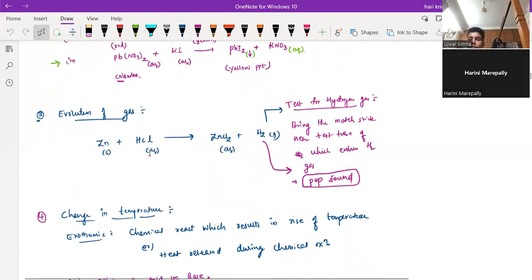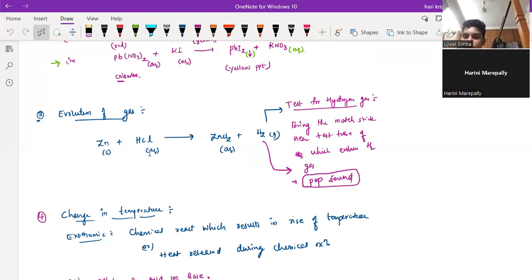The next one is the evolution of the gas. Whenever some chemical reaction has taken place, some gas will be evolved. Suppose you see this equation: zinc plus HCl will form zinc chloride plus H2 gas. Here H2 gas will escape into the atmosphere, but how to test for the H2 gas? The test for hydrogen gas is, when you bring a burning candle near the hydrogen gas, it will produce a pop sound. That is the test for hydrogen gas.